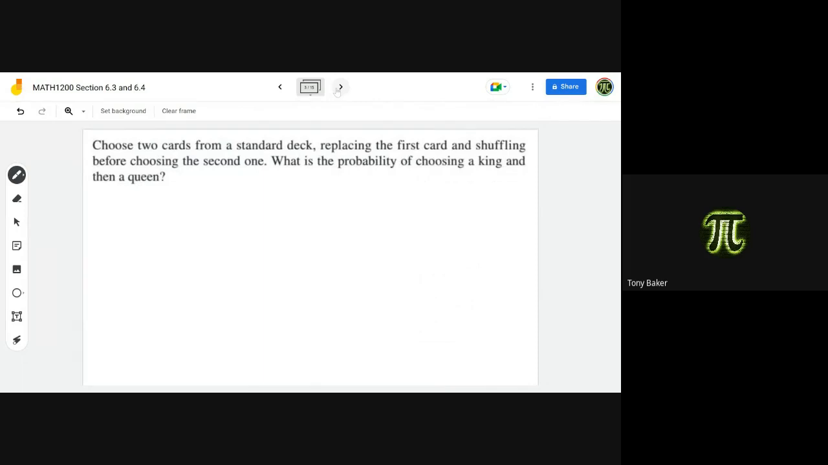All right. Choose 2 cards from a standard deck, replacing the first card, shuffling before choosing the second one. Why is that part so important to what I was talking about? Right. That makes it independent. I choose the card, I put it back in, I shuffle, I choose the next card. Therefore, the first card has no impact on the second card. So now the 2 events are independent. What is the probability of choosing a king, then a queen?